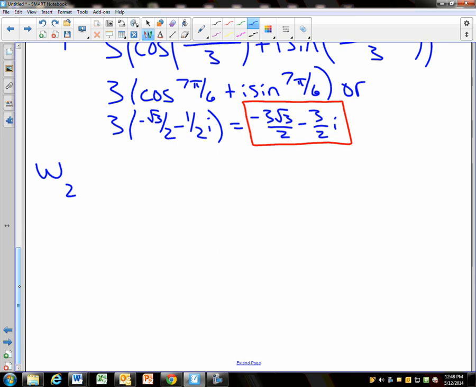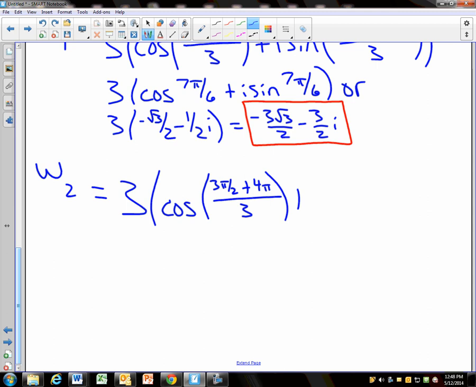But let's do W sub 2. So we've chosen k to be 2. That's our last one. And it starts off the same. What is r to the 1 over n? 3. You got that. Times, parentheses, cosine of, what's our angle? 3 pi over 2 plus 2 pi k, and 2 times pi times k is 4 pi, divided by 3. Plus i sine of 3 pi over 2 plus 4 pi over 3.